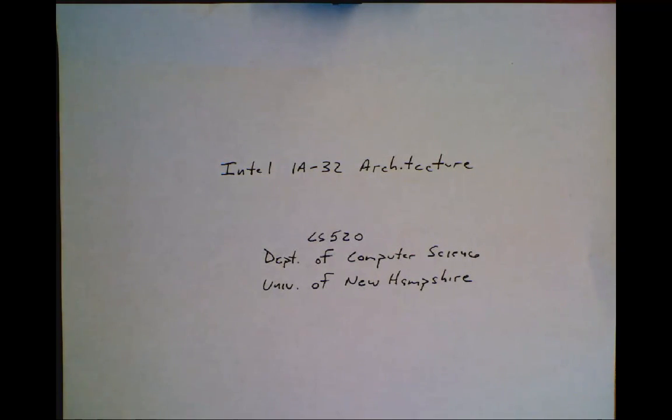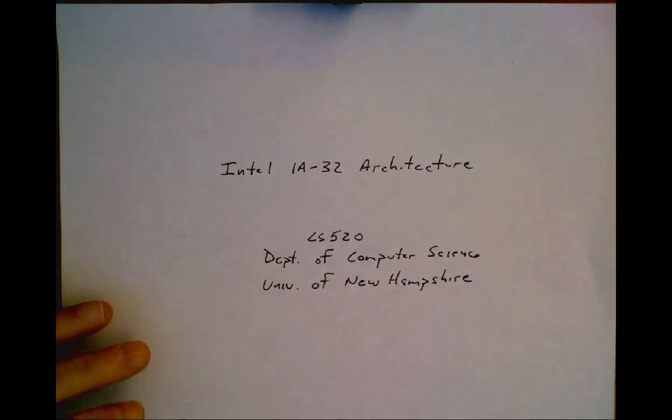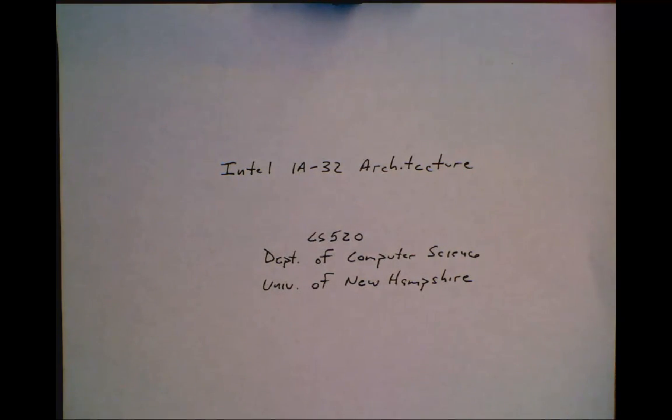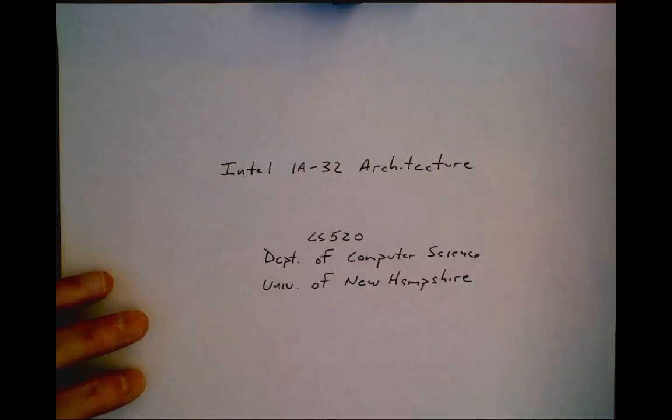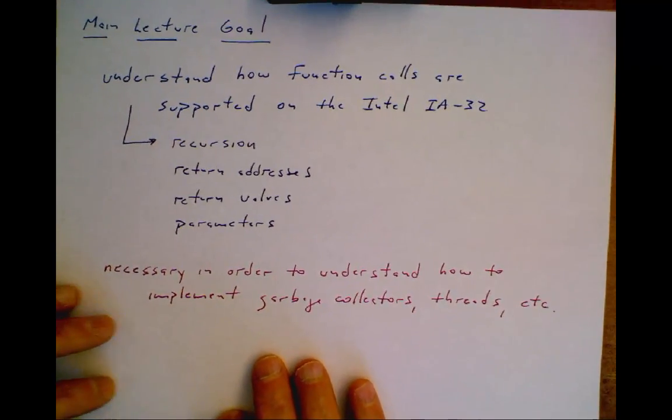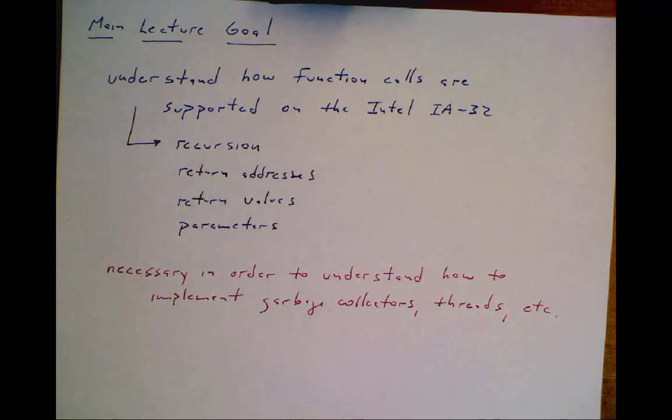Welcome back to CS520. In this session I'm going to talk about the Intel IA-32 architecture. In other words, the architecture of the machine that we use for our programming assignments, agate. The main goal here is to understand how function calls are supported on the Intel machine.